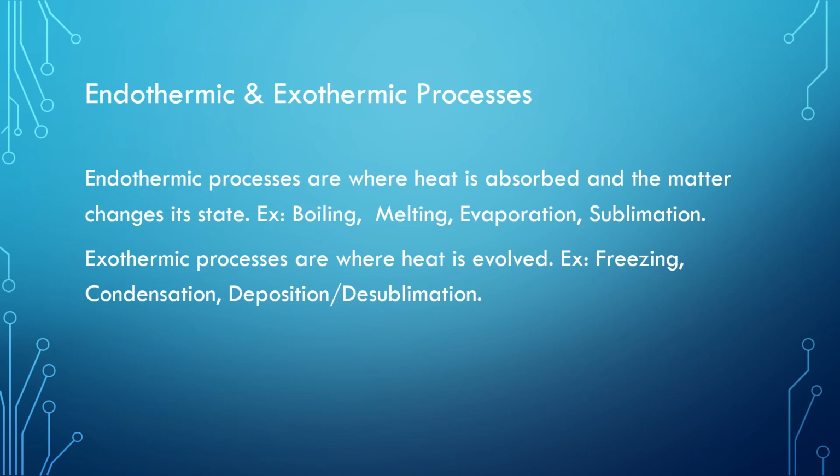Now, exothermic processes are where heat is evolved or given out. Examples are freezing, condensation, and deposition, also known as desublimation. In freezing, when you cool the liquid to a solid, the heat is given out from the matter to its surroundings. Similarly, in condensation, when you cool a gas into a liquid, the heat is given out from the gas into the surroundings, making the gas turn into a liquid.